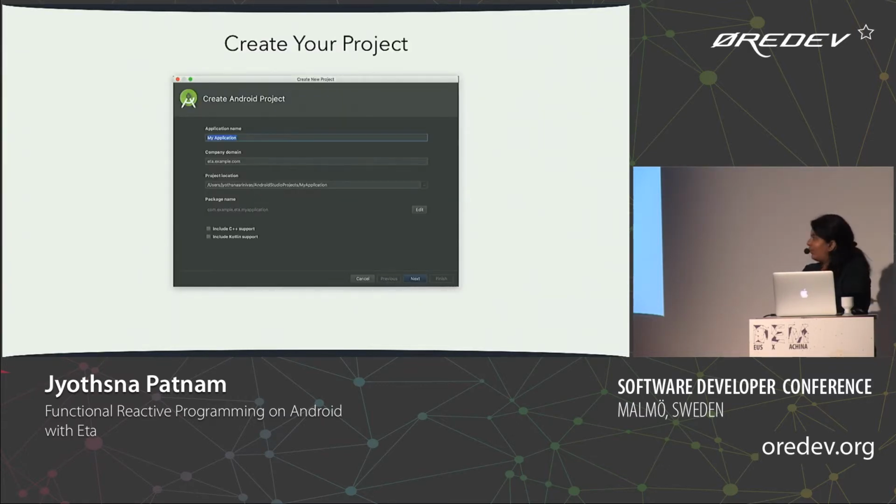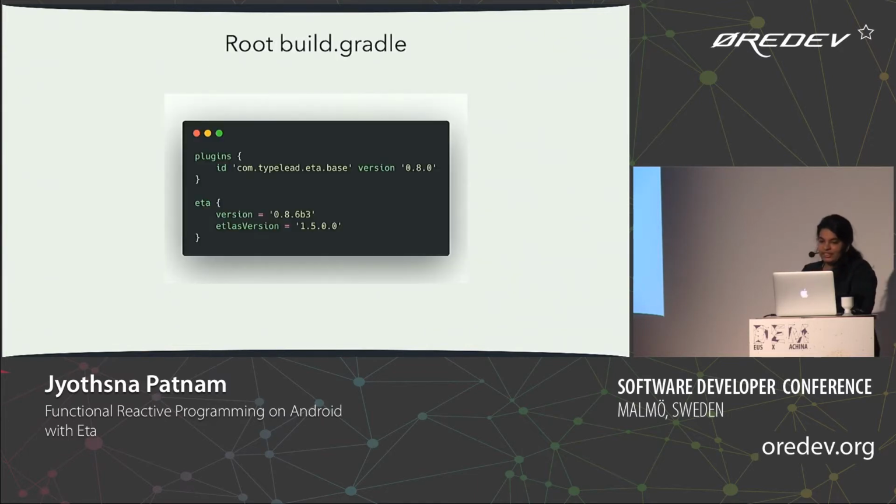The first step is to start off an Android project as usual. The second step, in your root build.gradle file, you're going to include these lines of code. This is to help the Gradle plugin understand that an appropriate ETA version is required by your application. Here it's 0.8. Note that we also see a field called atlas version. Atlas is the build tool of ETA.